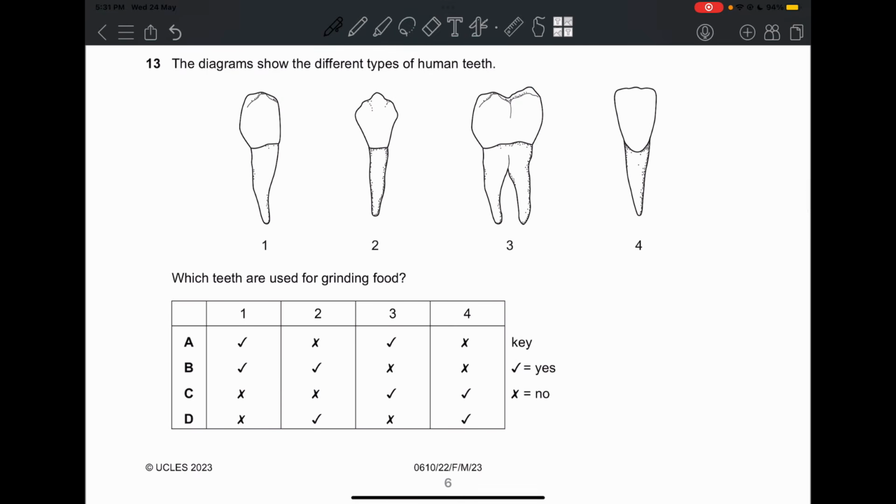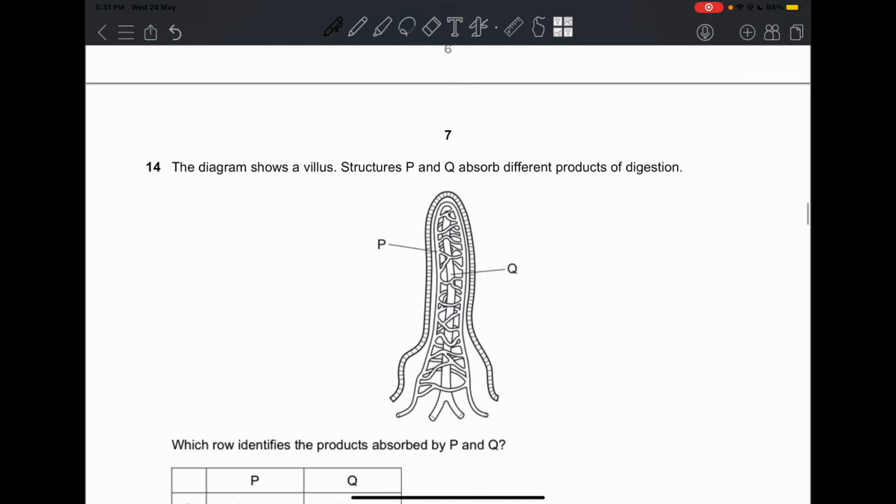The diagram shows different types of human teeth. Which teeth are used for grinding food? As we all know, the premolar and the molar teeth are used for grinding. So we're going to be choosing 3, which is the molar, and this is the premolar, which is 1. So we're going to be choosing the ticks on 1 and 3 only. So the answer is going to be A.